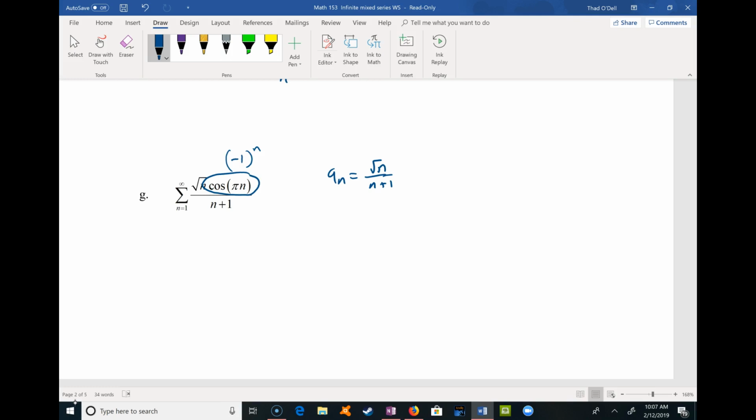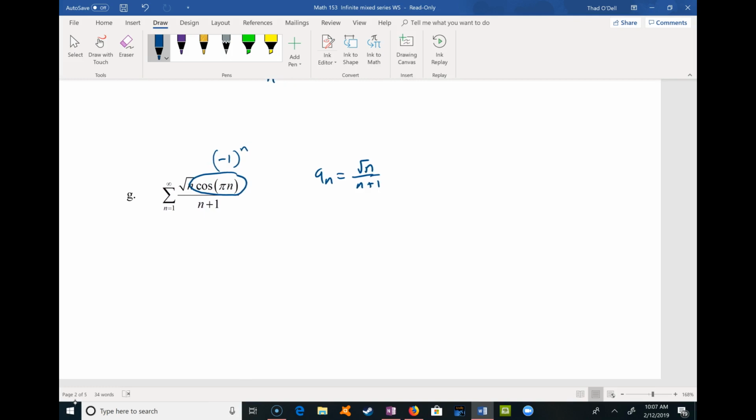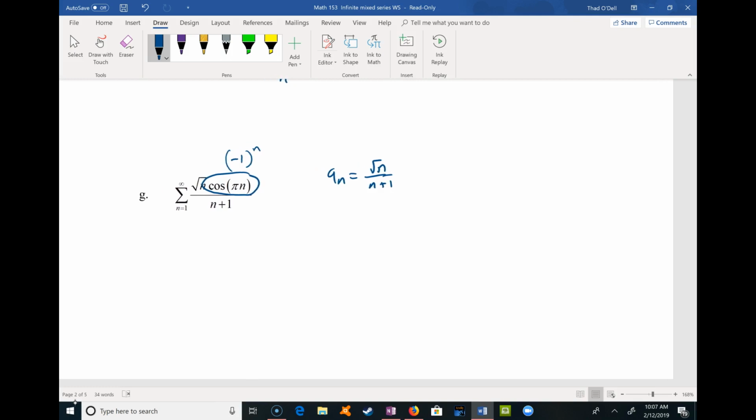So first of all, let's see, can we show, let's try it this way. Can we show that a sub n plus 1 is less than a sub n? Let's see if that works. So that'd be the square root of n plus 1 over n plus 2. Is that going to be less than the square root of n over n plus 1?